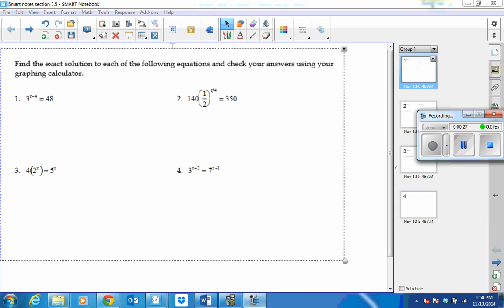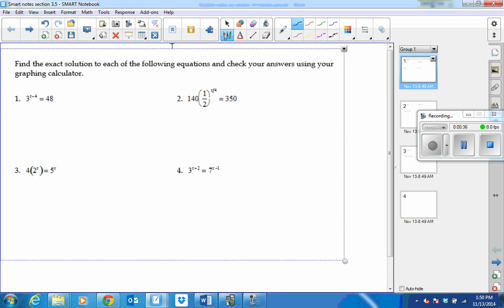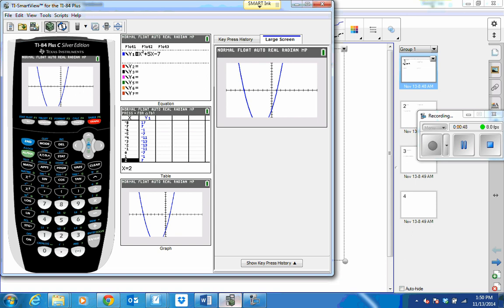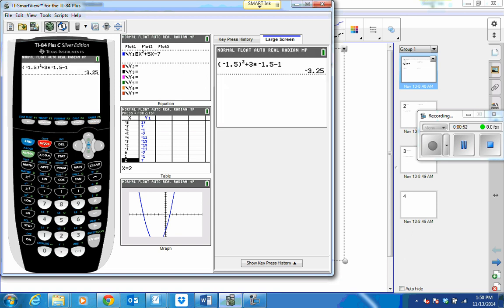So for number 1, we're trying to solve 3 to the t minus 4 power equals 48. If we change this into logarithmic form, we have a log base 3, a power of 48, and the exponent is t minus 4. So I'm going to do a change of base, and we've always said for the change of base do log of 48 divided by log of 3, but you don't have to do it that way.